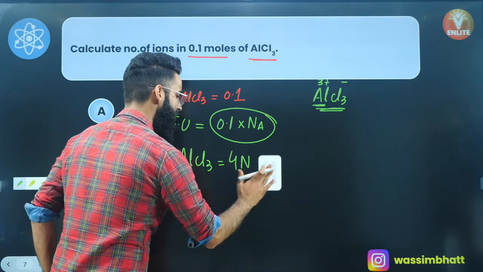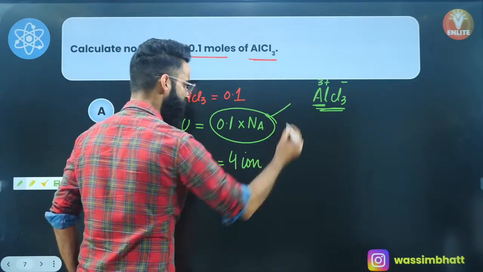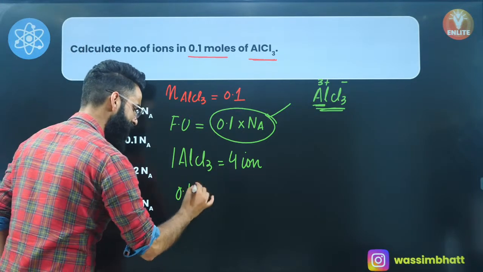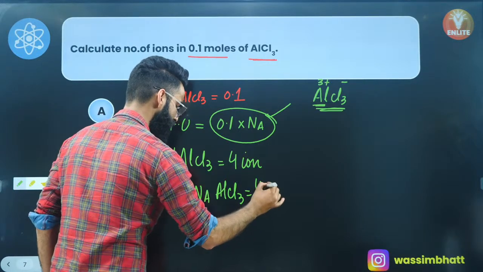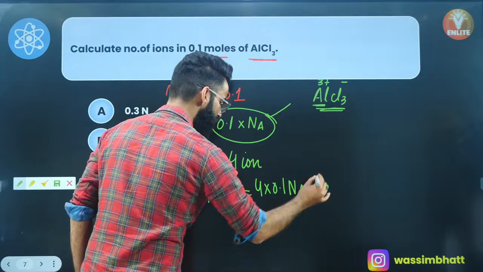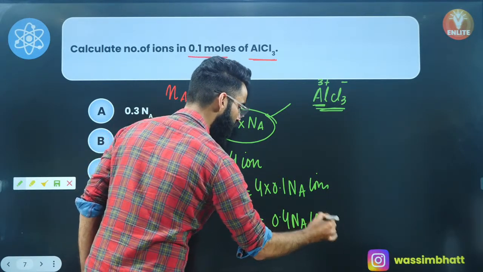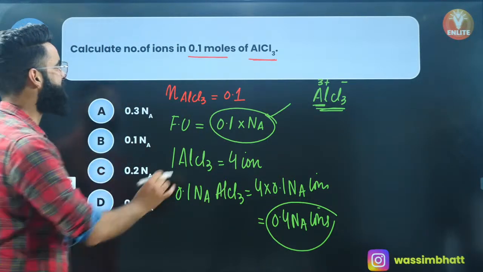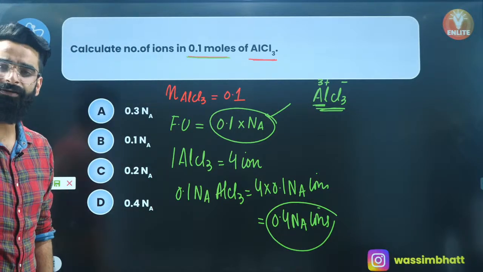But do I have only one AlCl3 over here? No. I've got 0.1 mole of AlCl3. If one AlCl3 contains 4 ions, can I say 0.1 mole of AlCl3 will contain 4 multiplied by 0.1 in total, which comes out to be 0.4 moles of ions? So basically there will be total 0.4 moles of ions present in 0.1 mole of AlCl3. As simple as that, right?